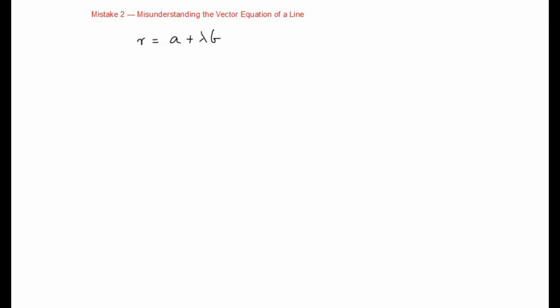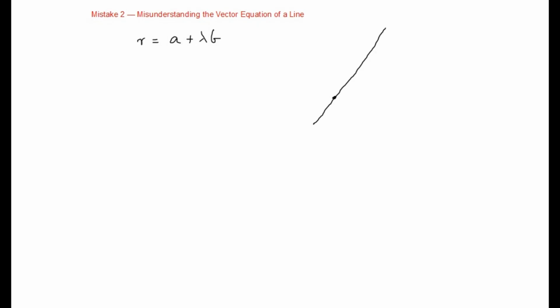The second mistake has to do with misunderstanding the vector equation of a line. Now, the typical vector equation of a line looks like this. r is equal to a plus lambda b. Here, suppose this is your line. r represents any point on the line, the position vector of any point on the line.